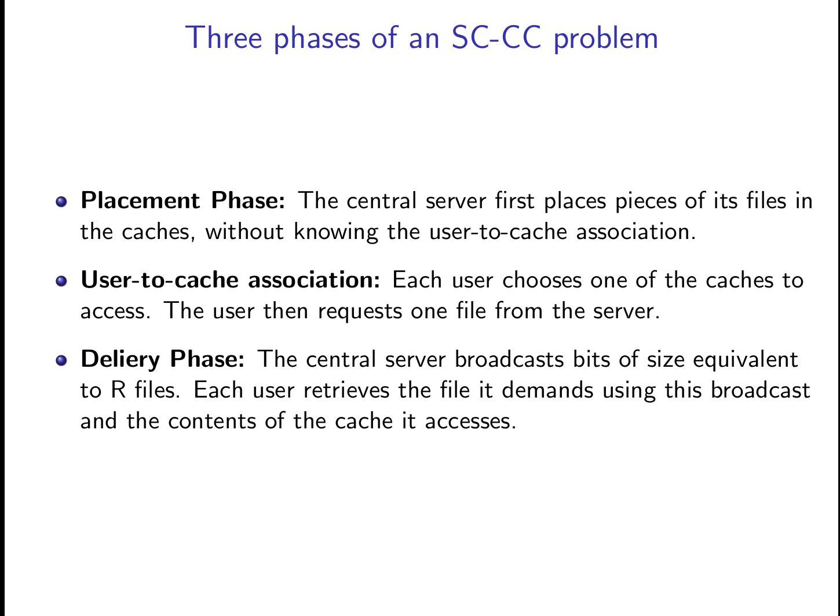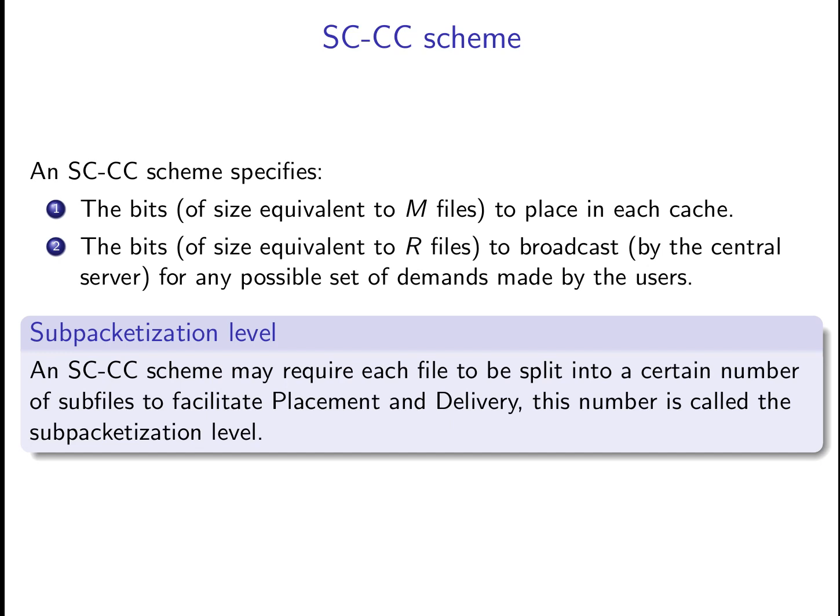The delivery phase. In the delivery phase, the central server already knows which users are there, which user accesses which cache, and what are the files that the users demand. On knowing that, it broadcasts bits of size equivalent to R files. Each user retrieves the file it demands using this broadcast and the contents of the cache it accesses.